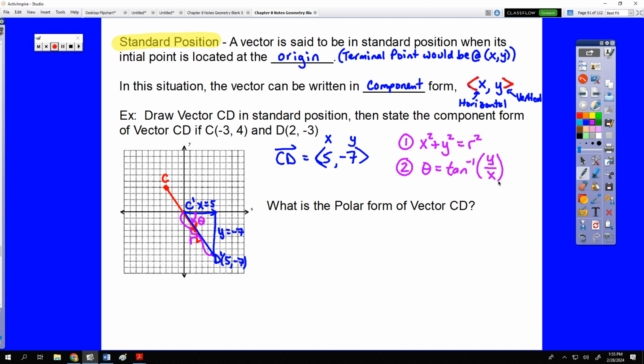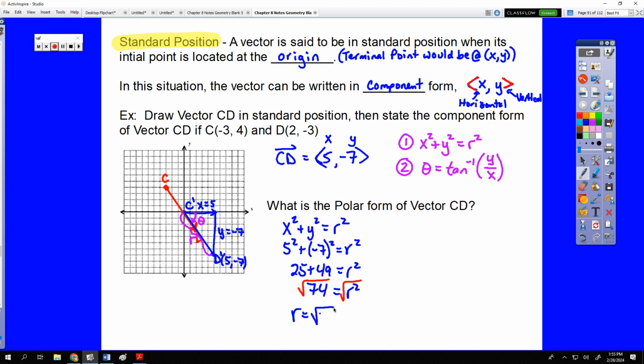Okay? So, to find r, we would do x squared plus y squared equals r squared. X is 5, y is negative 7. So that would be 25 plus 49, which would be 74. Now again, that's not r, that is r squared, so we need to take the square root. This is another place where we will need our calculators. Now 74 is not a perfect square, and it is also not divisible by any perfect squares. So r is the square root of 74.